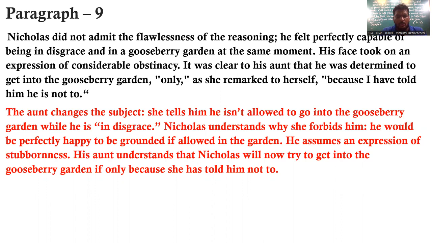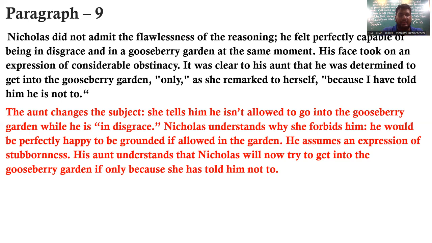Right? Now, definitely, the aunt got the idea that this punishment is not going to work. So I should motivate this boy to enter the gooseberry garden. That is why she says, okay, you can go anywhere that you like, but don't go to the gooseberry garden. So the aunt wants to motivate this boy.